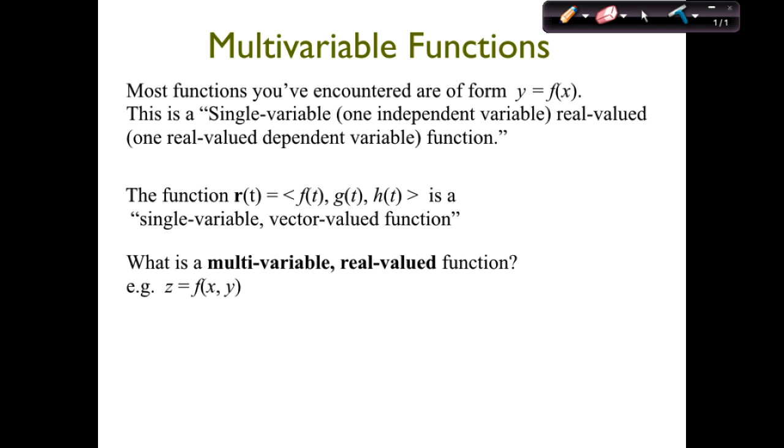So it's going to be z equals a function of x and y. Now y and x are both independent variables, and given ordered pairs, your function spits out a real value for every ordered pair. So how would those graph?